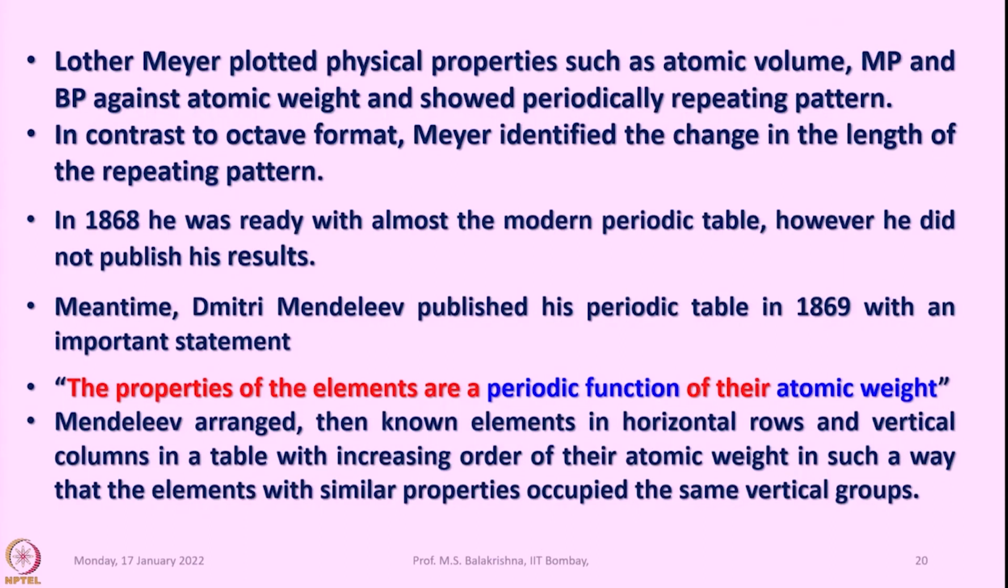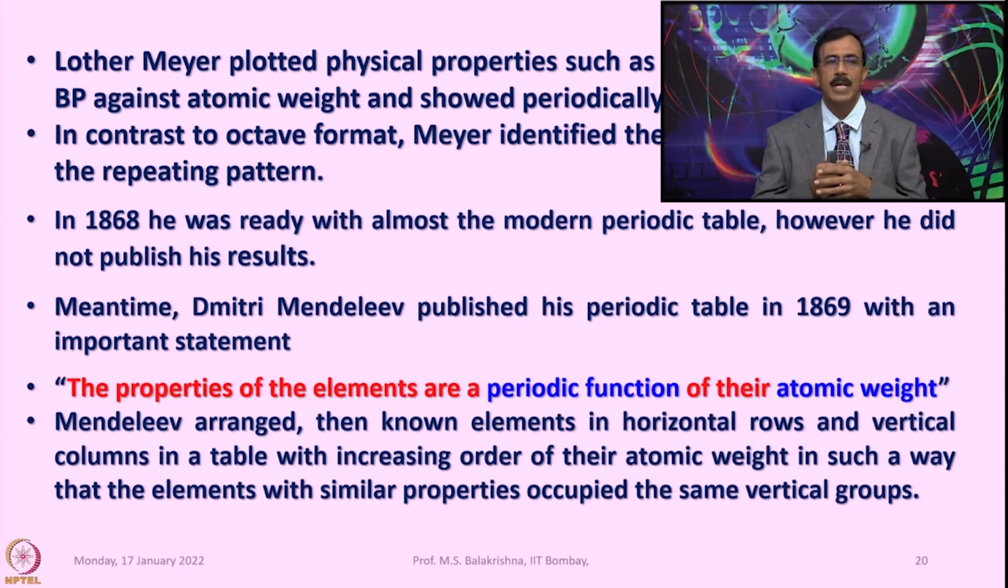So, what Lothar Meyer did was he plotted physical properties such as atomic volume, melting point and boiling point against atomic weight and showed a periodically repeating pattern, and in contrast to Newlands' octave format, Meyer identified the change in the length of the repeating pattern. In 1868 he was almost ready with the modern periodic table. However, he did not publish his result.